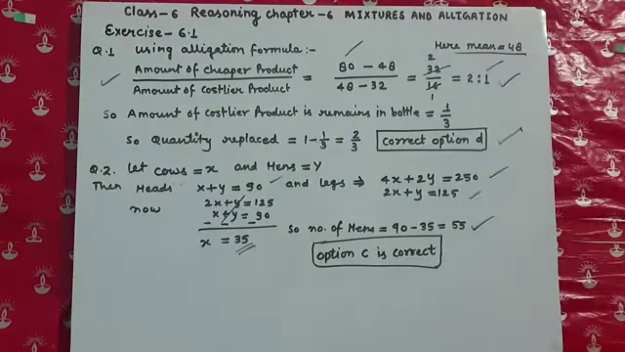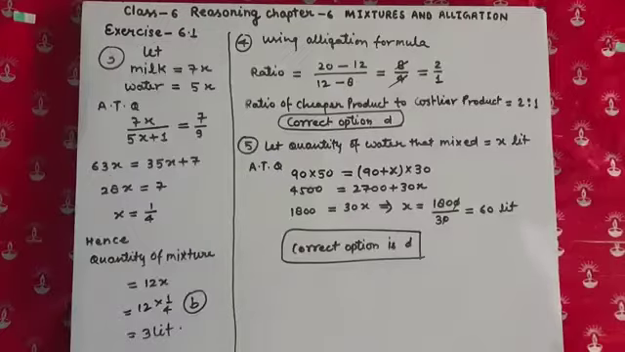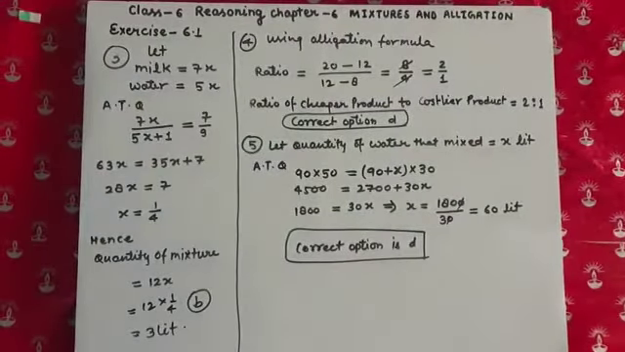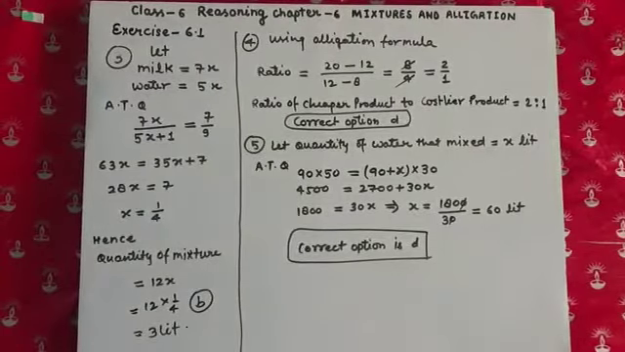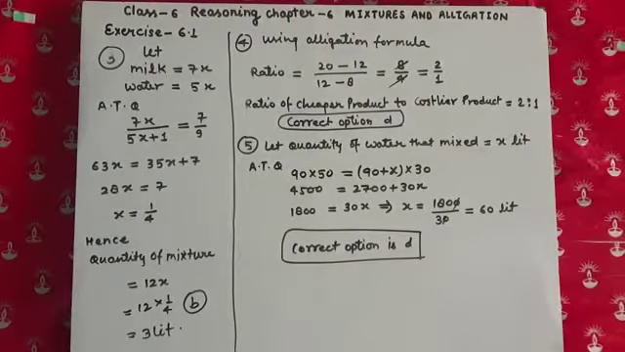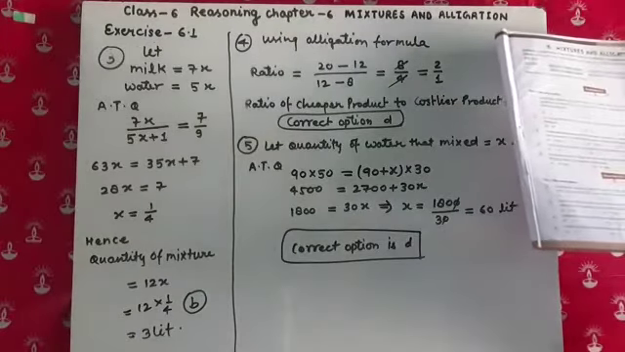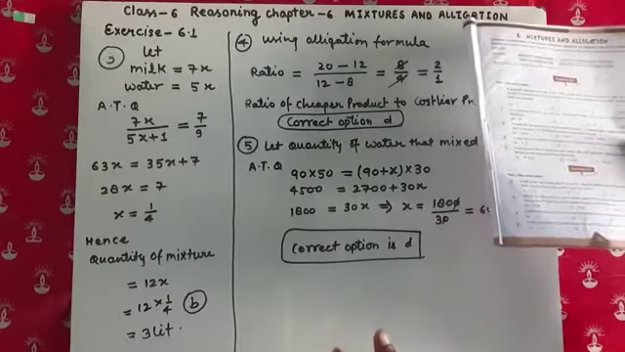Now going to question number 3. Here question number 3 says that a bucket was having a mixture of milk and water in the ratio 7:5. A liter of water is added to the mixture. Now the ratio has become 7:9. Find the total quantity of the mixture in the bucket.